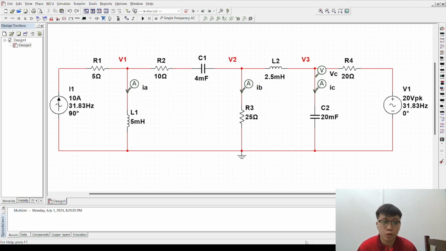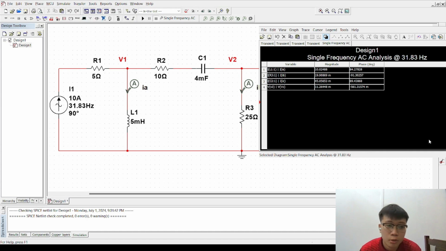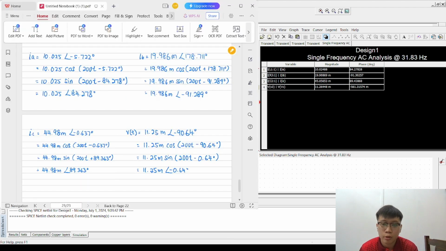Now is the simulation part. We design the same circuit as the given question, and now we will find IA, IB, IC, and also VC. We put the node A for current and V for voltage to measure the current and voltage. This is the result of our simulation. We can see that the simulation result is almost the same as the calculation result.